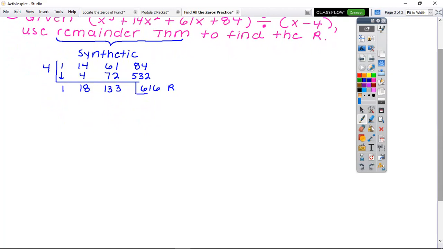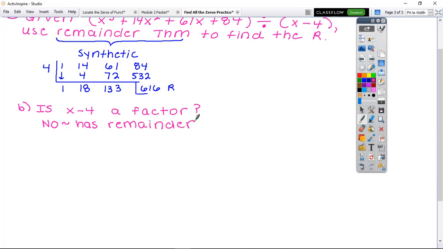Now in question B, I would like you to answer. Is x minus 4 a factor? And what's our answer to that? No. In your reasoning? Has a remainder. Yep. So you're going to say no, and you have to give me a reason. You're going to say has a remainder. Does everyone feel confident with that one?